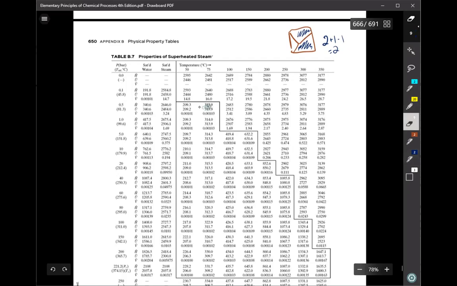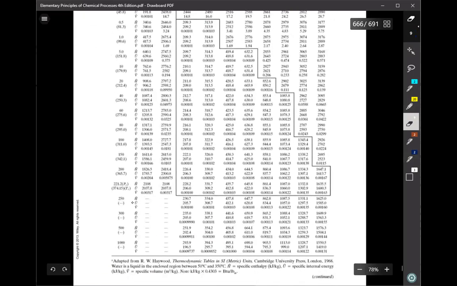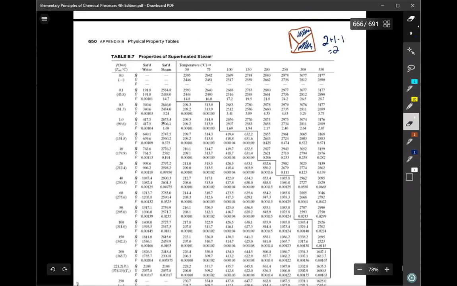So from this, I can glean that temperature is much more of a factor on internal energy and enthalpy than pressure is. Right, specific volume is not going to change much for liquid water, but it will change a lot for superheated steam.